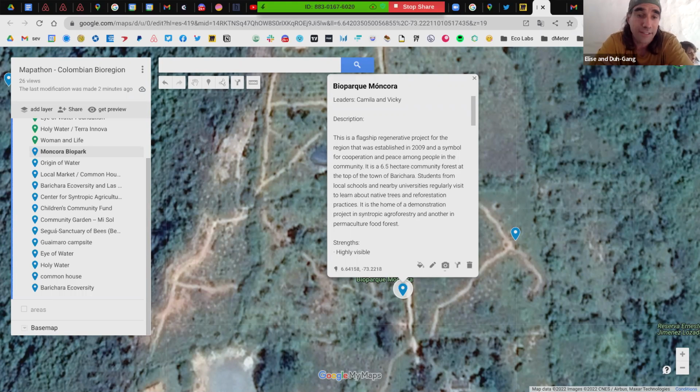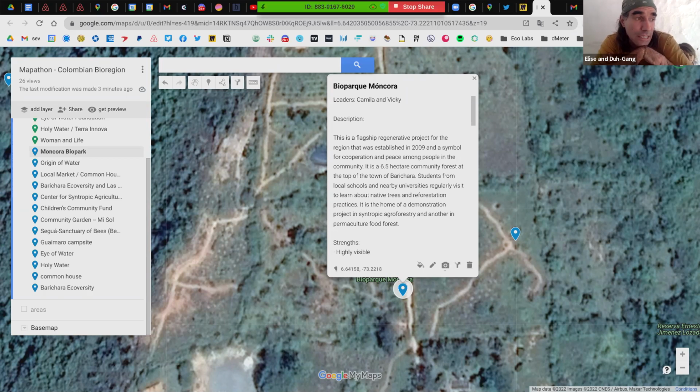And so some of the strengths of the bioparque are that it is a natural seed bank and a learning space for the native forests. It's a very visible and accessible place that tourists come and walk the trails. It's absolutely beautiful there. It's right on the edge of town, and it's centrally located between the town and the rural areas. And it's, like I said, the home of a food forest demonstration project and a syntropic agroforestry project.